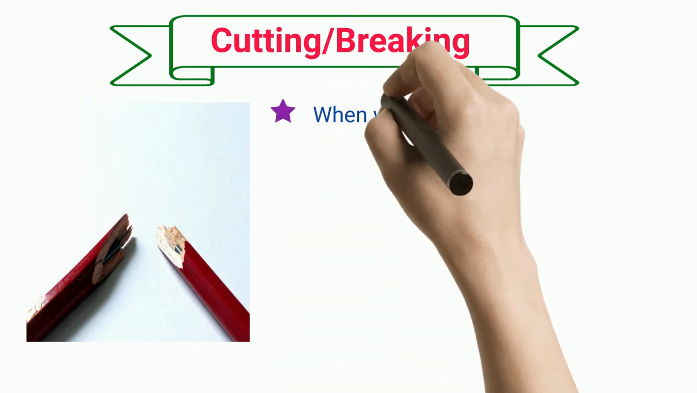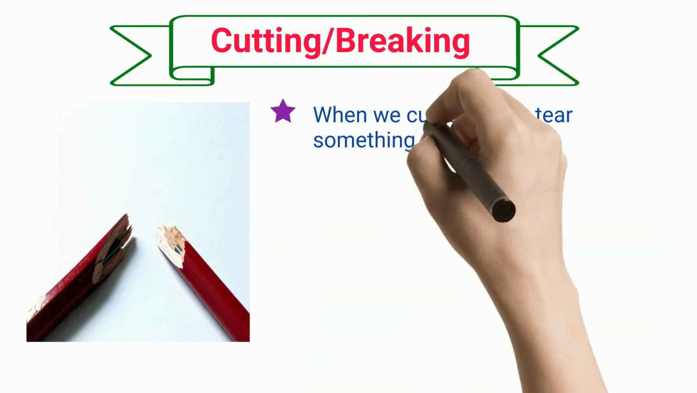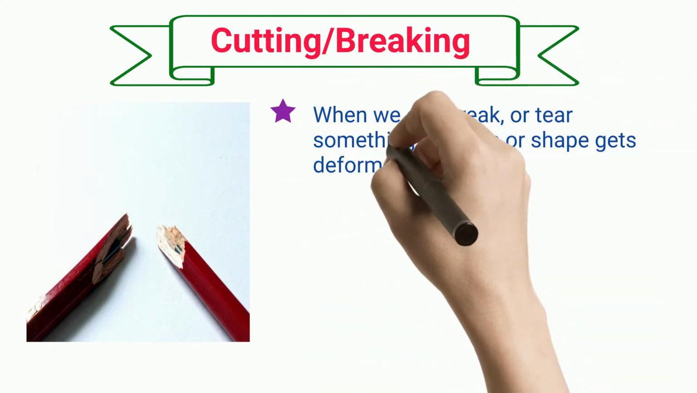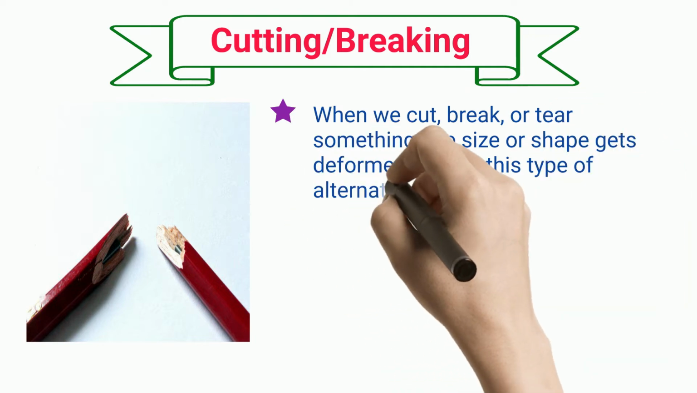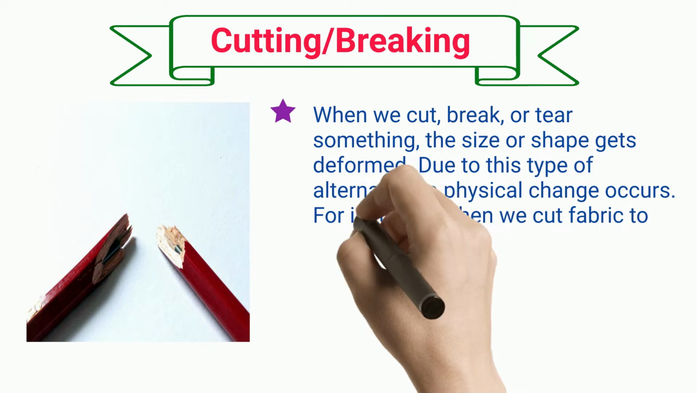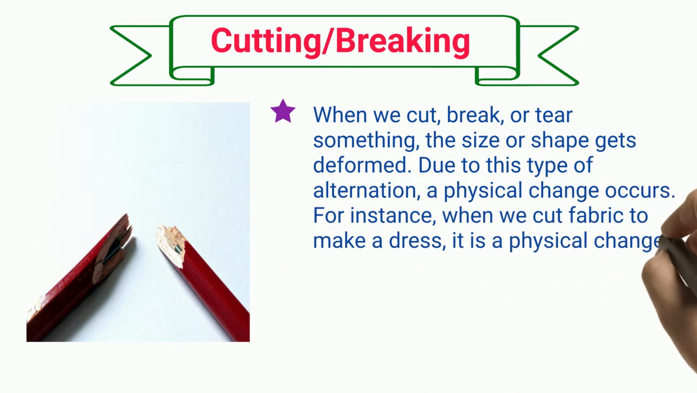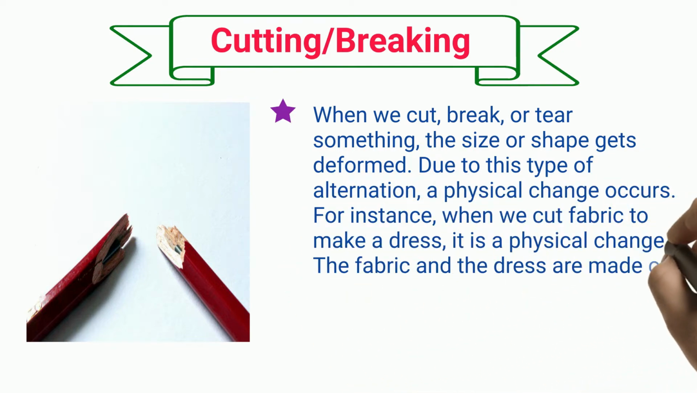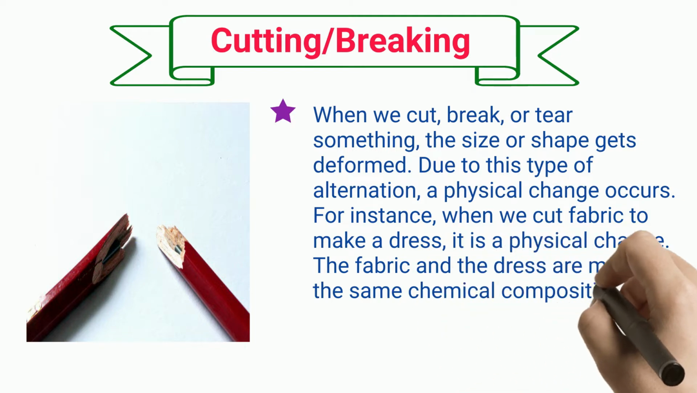Cutting/breaking. When we cut, break, or tear something, the size or shape gets deformed. Due to this type of alteration, a physical change occurs. For instance, when we cut fabric to make a dress, it is a physical change. The fabric and the dress are made of the same chemical composition.